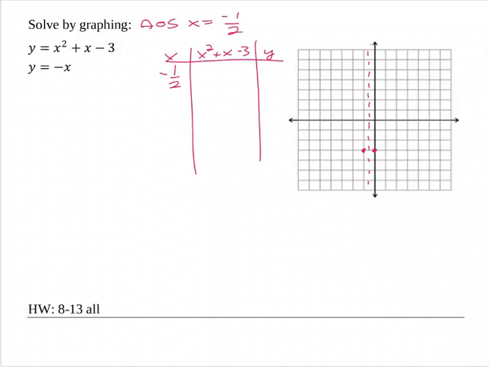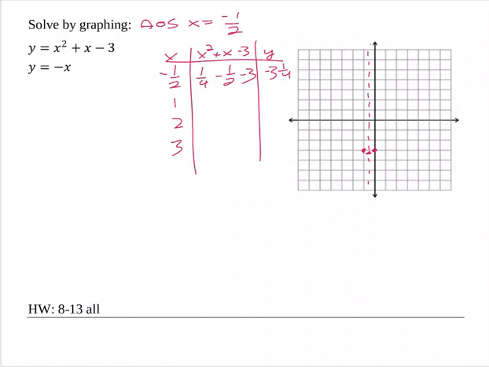Which ones am I probably going to pick? Positives, because it's easier to work with. So I probably plug in 1, 2, 3. Okay, so plug in the -1/2. What do we get? 1/4 minus 1/2. Good. What's 1/4 minus 1/2? -1/4 minus 3. -3 and 1/4. And so when I go to mark that, that's right there. And that puts it exactly where we thought it should be, just below, very close to those 2 dots that we already had.